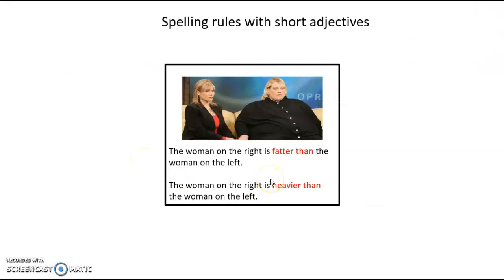Here's a picture of 2 women. The woman on the right is fatter than the woman on the left. So you can see that I doubled the T here when I wrote my comparison sentence. And of course I didn't forget than. The woman on the right is heavier than the woman on the left. So at the beginning, the adjective heavy ended with a Y. But now when I compare, I have to take off the Y and add IER.